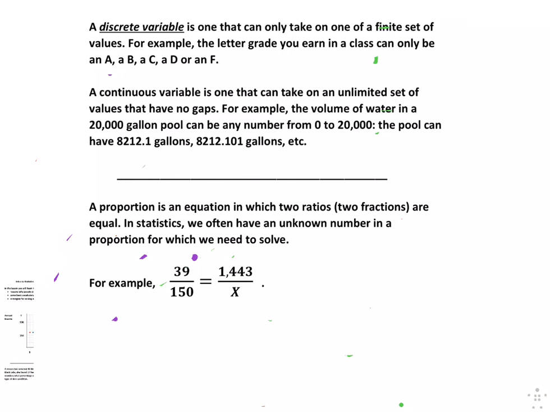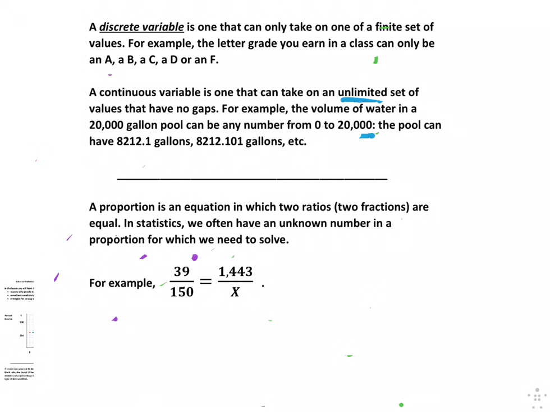In contrast, a continuous variable is one that can take on an unlimited set of values, and there are no gaps among those values. For example, if I fill a pool and it can hold anything from 0 gallons to 20,000 gallons, if, for example, the measurement can be 8,212.1 or 8,212.101 or any decimal number from 0 to 20,000, then we've got what we call a continuous variable for the number of gallons that that pool can hold.